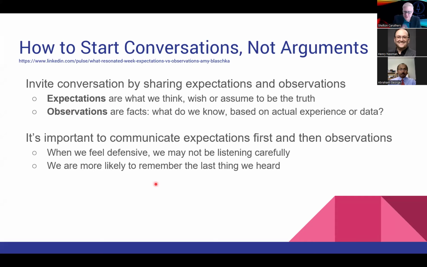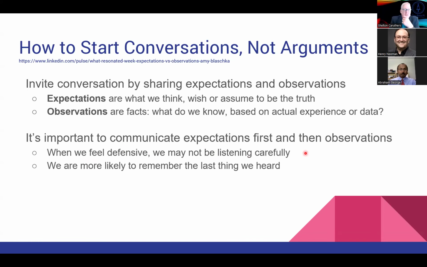Now, it's important to do the opposite of what I just did. It's important to communicate expectations first and then observations. And why is that? Well, there are multiple reasons. One of them is, if you've ever sent two or three questions in one text and they only answer the last question, it's that last thing in your text that stayed in their mind. And so that's part of this ordering.